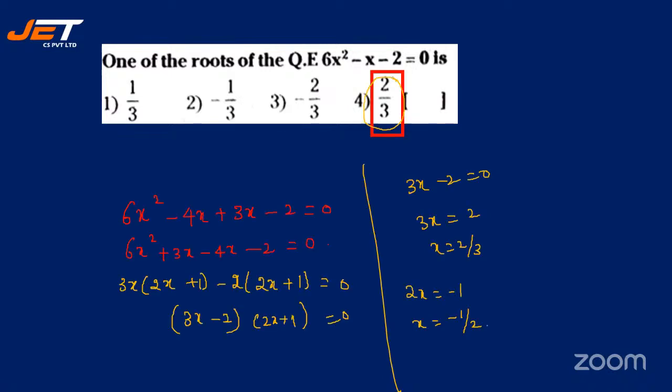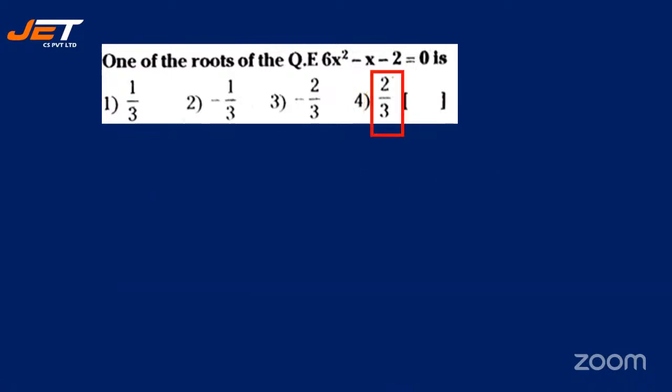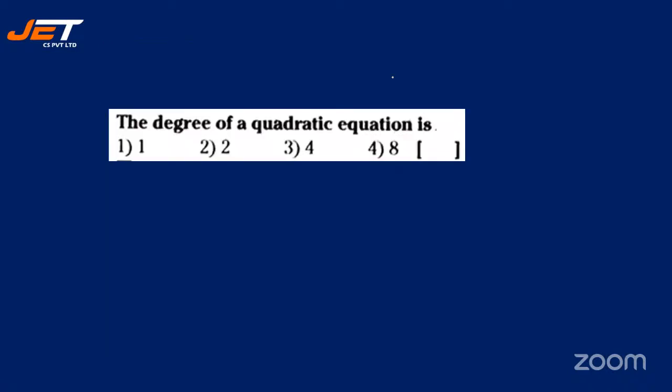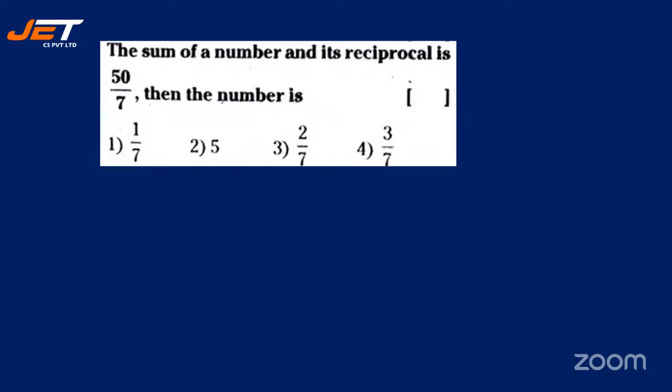The degree of a quadratic equation is dash. The degree of the quadratic equation is very simple. It's 2. X square, isn't it? See the next question.